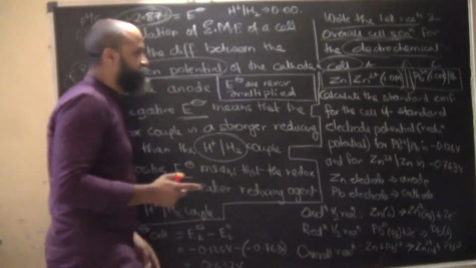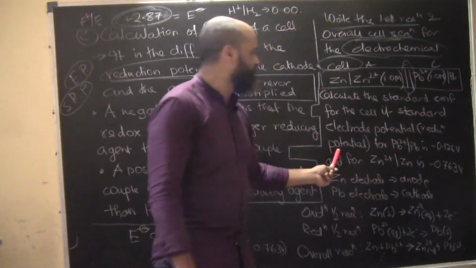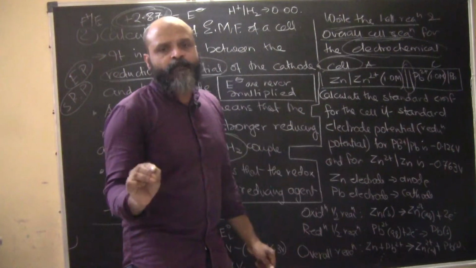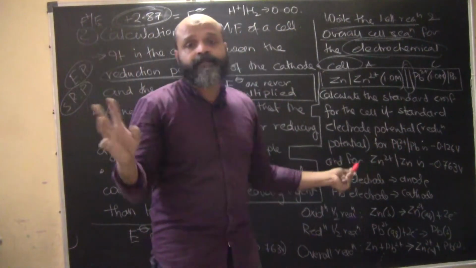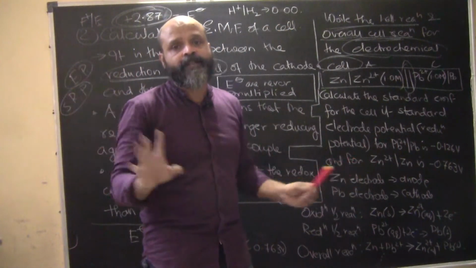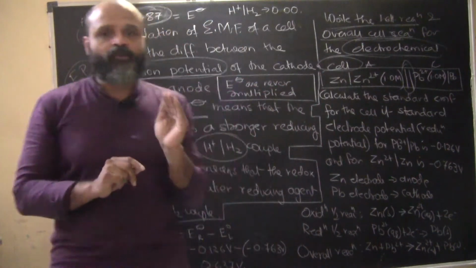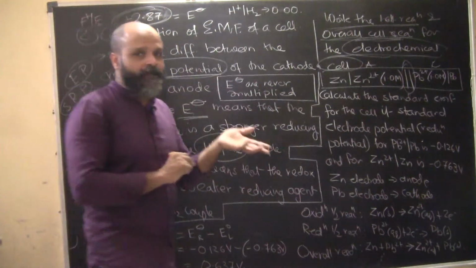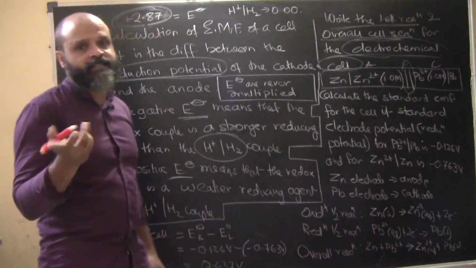Okay, now look at this. Calculate the standard EMF for the cell if the standard electrode potential, that is reduction potential. Reduction potential or electrode potential are one and the same thing, unless in some it is given as oxidation potential. Even if it is given as oxidation potential, don't get afraid, because oxidation potential will be just the reverse of reduction potential. It's just a sign change that will happen.